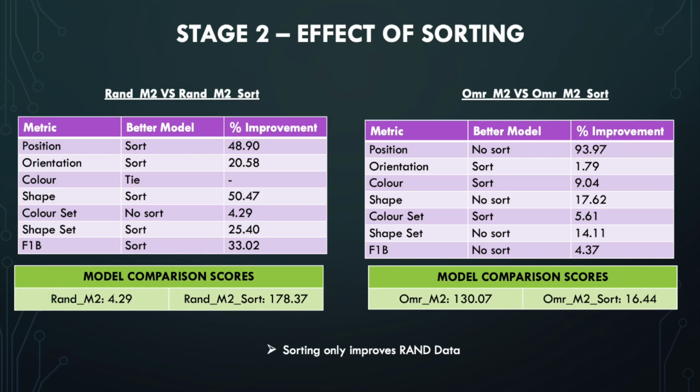Sorting provided mixed results. The models trained on the RAND data did significantly better with sorting. Conversely, the OMR trained models perform much worse when sorted, particularly on position, which was the metric expected to improve the most. From visually inspecting the data, many of the RAND assemblies have a much smaller range for their brick coordinates, whereas OMR has a much greater variation. This is likely having some effect which could be explored in future research.